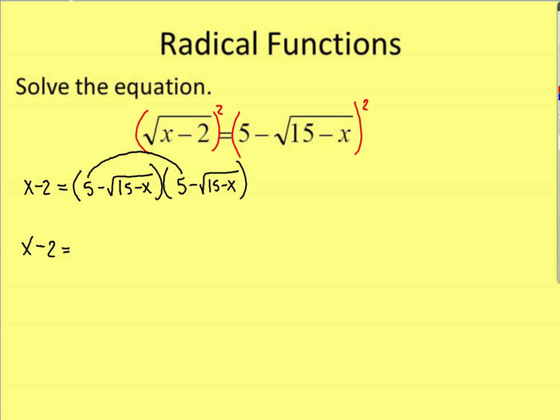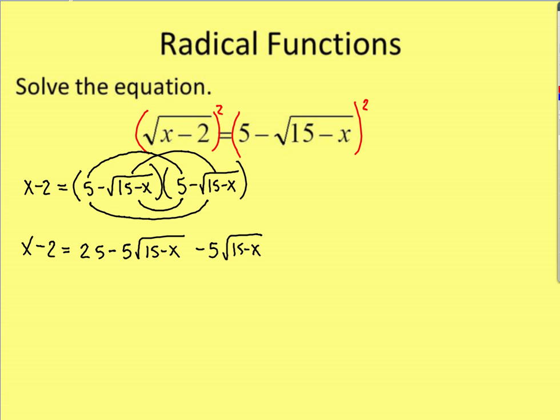So we have 5 times 5, which is 25 for our first. Outside, we have 5 times a negative radical 15 minus x, which is going to give us a negative 5 radical 15 minus x. On the inside, we have 5 times negative radical 15 minus x, which again will give us negative 5 radical 15 minus x. And last, negative times a negative does make it a positive, 15 minus x squared.